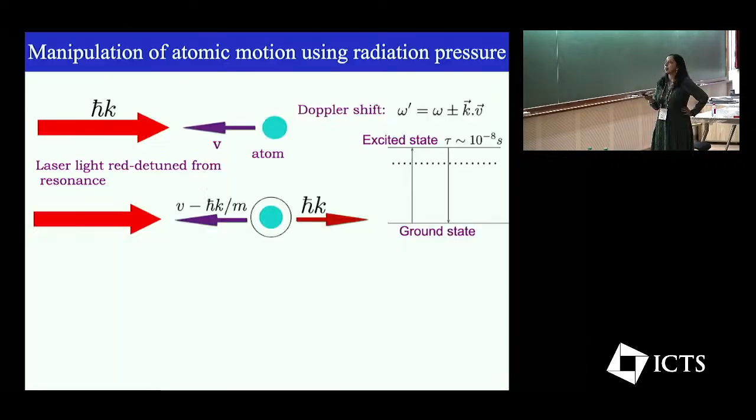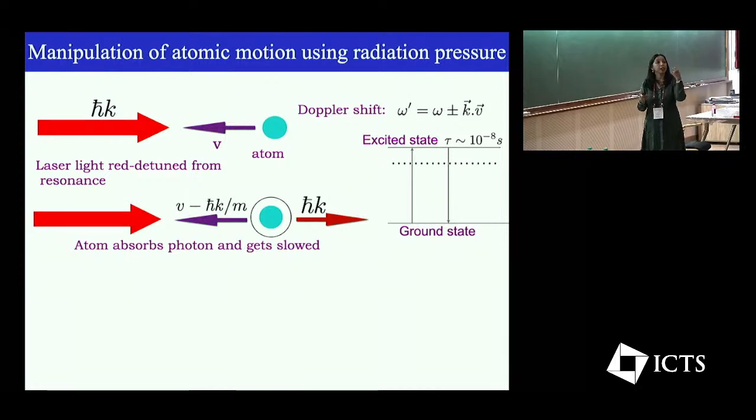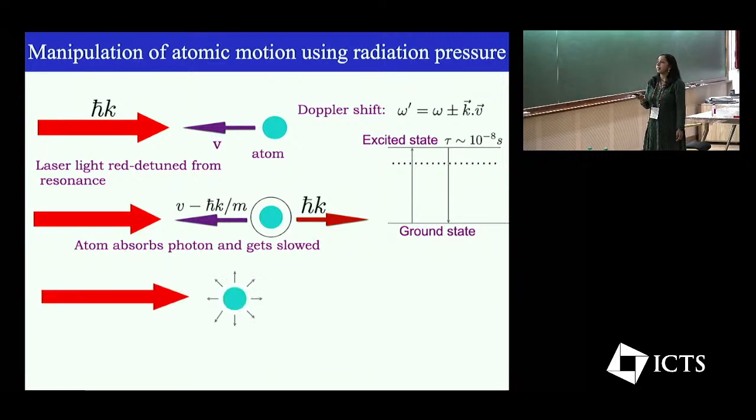It absorbs a photon and gets a momentum kick opposite to its direction of motion, and hence as it absorbs the photon, the atom gets slowed down. Now as soon as it is absorbed, it has a spontaneous emission, but that spontaneous emission happens in a random direction. So in 1 second, there are 10 to the power 6 absorptions and spontaneous emissions.